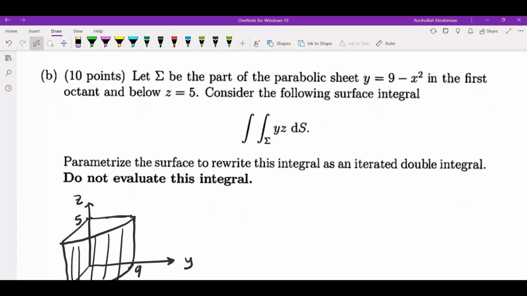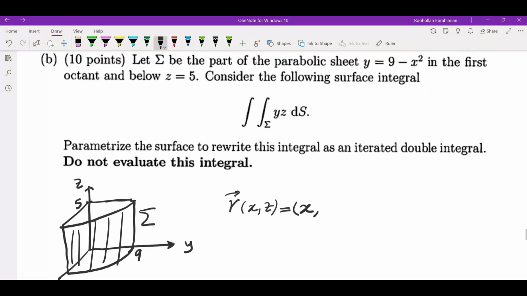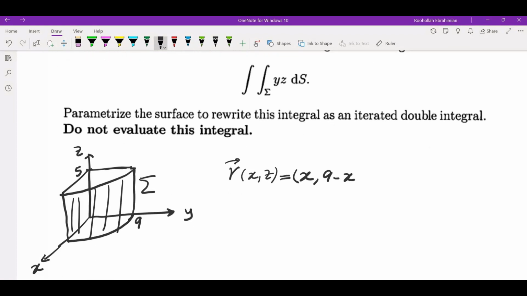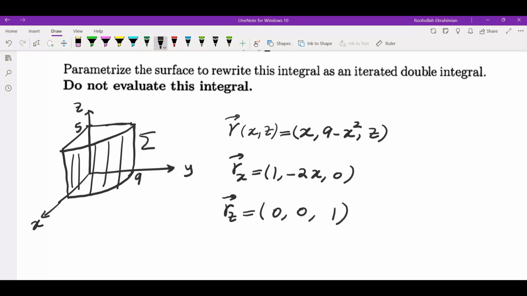Consider the following surface integral. Parameterize the surface to write this integral as an iterated double integral, do not evaluate. Okay, so how do we parameterize this surface? We can parameterize it using x and z. So r of x comma z would be x comma y, but y is given as 9 minus x squared, comma z. Then we'll have to find r sub x, that is 1, negative 2x, 0. R sub z, that is 0, 0, 1.